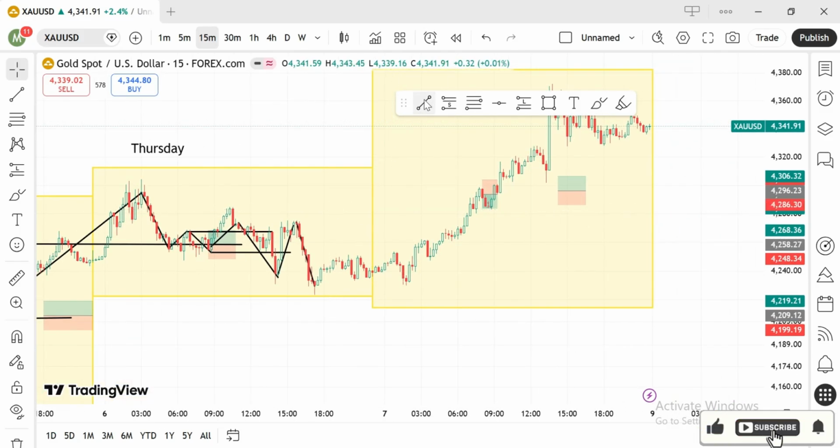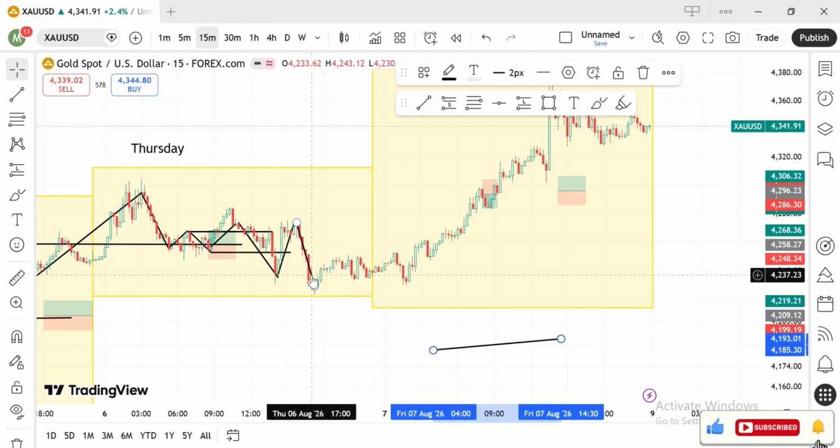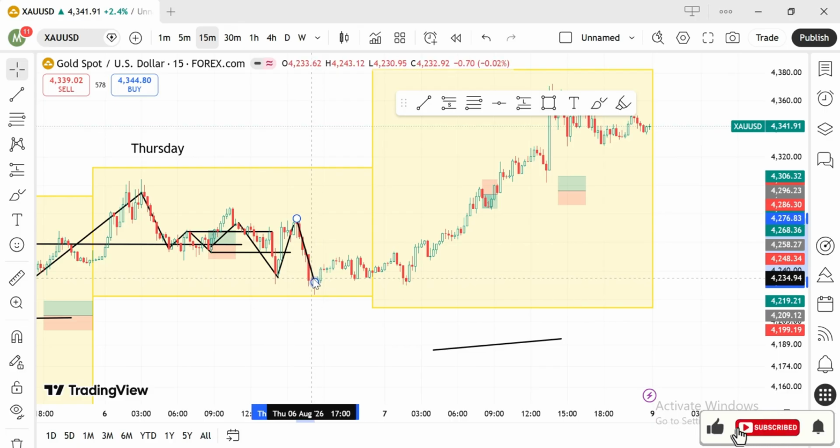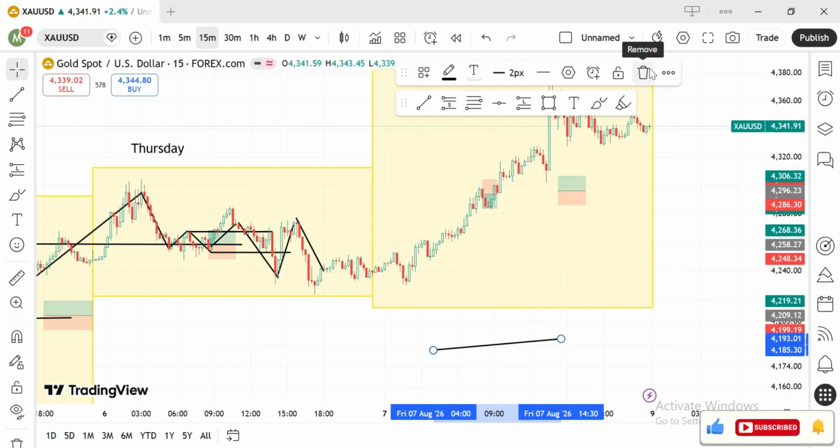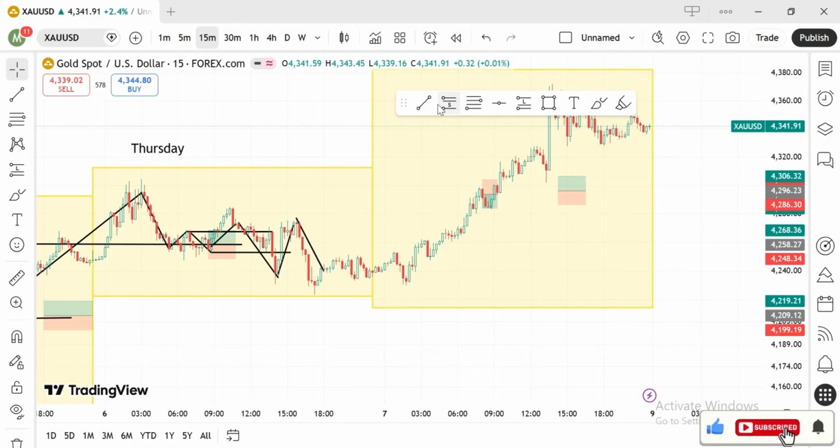Thursday. We only took one trade on Thursday, and that was how price continued bearish. So it continued bearish to this position over here. So price continued bearish to that position over there. Then it also continued bullish. It gave us a mini bullish trend over here.